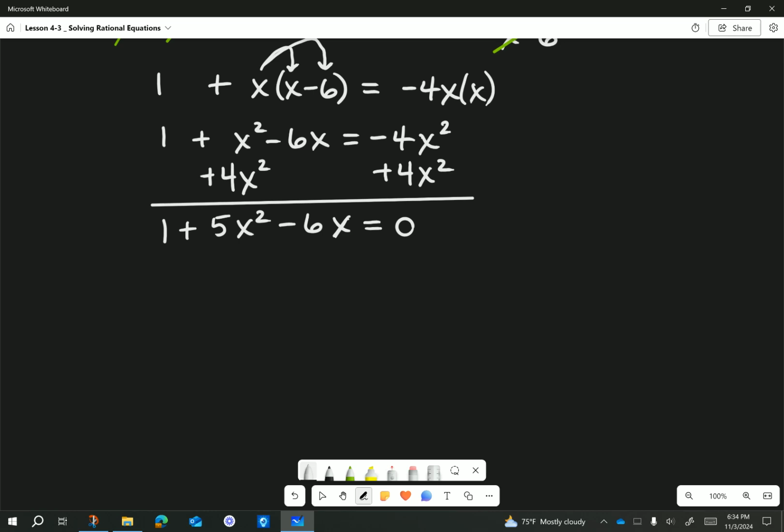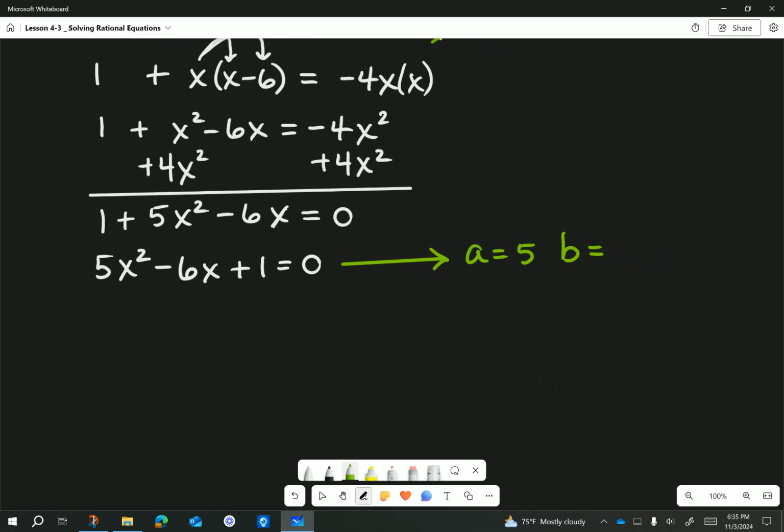Okay? Now, notice that our trinomial is not written in order, in standard form. So let's rearrange our terms so it's written in ax squared plus bx plus c form. And let us identify the a as a 5, the b as a negative 6, and the c as a 1. So I want you to notice here, unlike example number 1, a is not equal to 1.